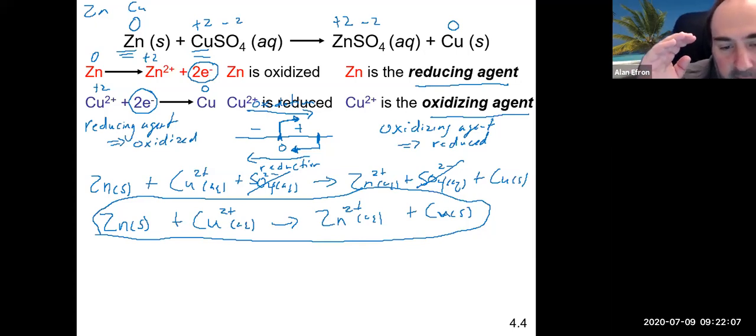The zinc is going from an oxidation state of 0 to +2, losing electrons, being oxidized. The copper is going from +2 to 0, being reduced.